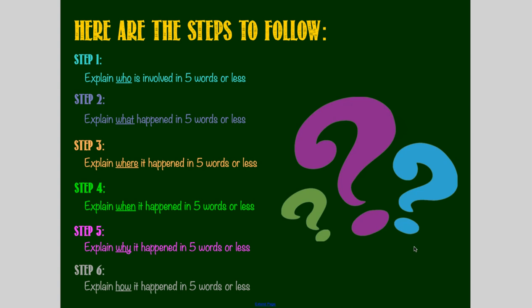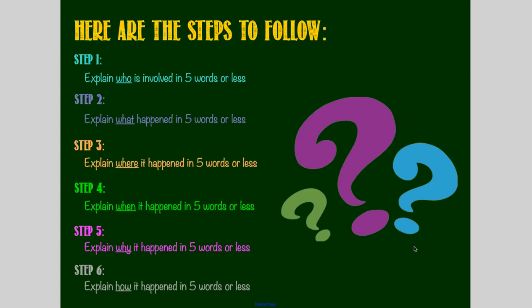This one might be really easy to do in 5 words or less because you might only have a city or a state. Step 4, explain when it happened. This also might be very easy to do in less than 5 words. You might only have a year or a calendar date.